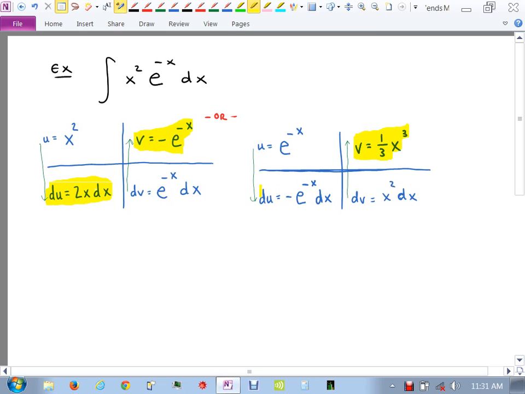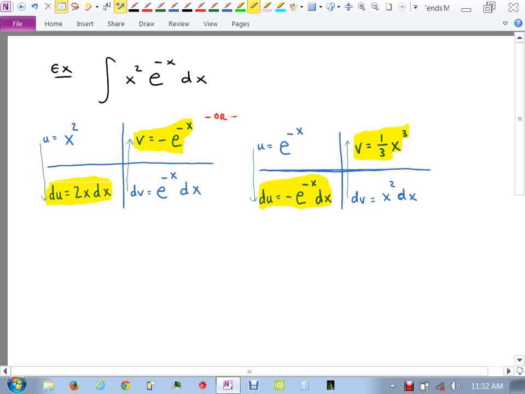So let me look at v du here. Which of those looks like it's doable? They both don't look doable, do they? But one looks worse than the other, right? The one on the right looks worse than the one on the left, doesn't it? Because you've got an x cubed in front of that e to the negative x. This one, you'll have what? An x? I mean, forget all the constants and stuff.